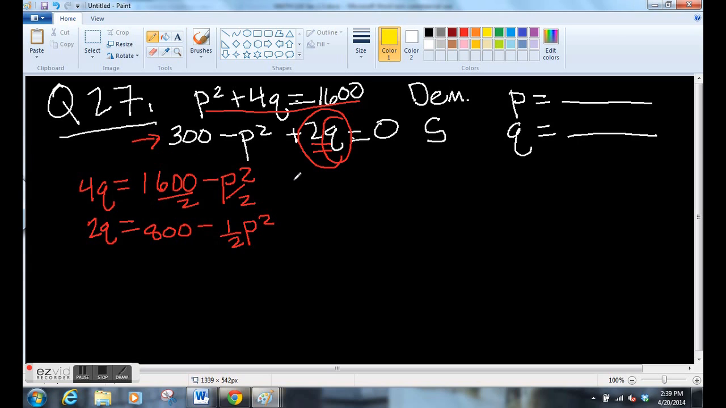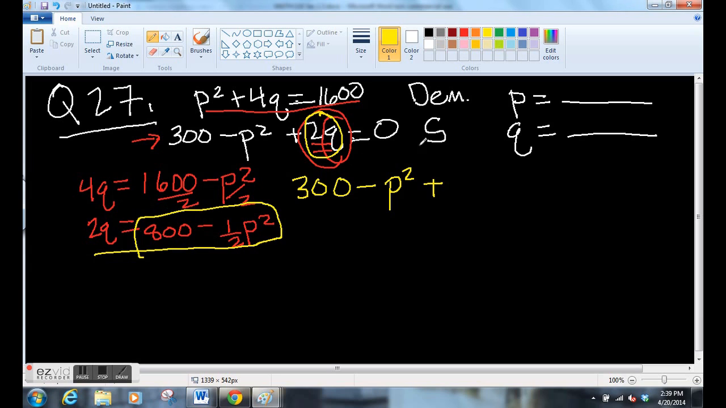So now I'm going to write this one in terms of one variable. So I have 300 minus p squared. I'm going to leave it all in terms of p, plus, because this was plus, now for this whole thing right there, 2q, I'm going to substitute 800 minus 1/2 p squared. Because it was plus, I didn't have any signs to mess around with. Now we get to solve for p.